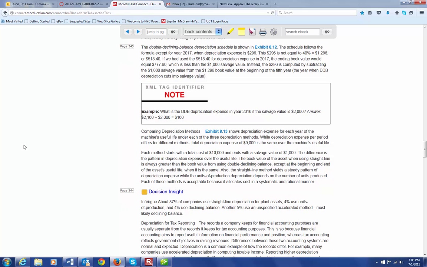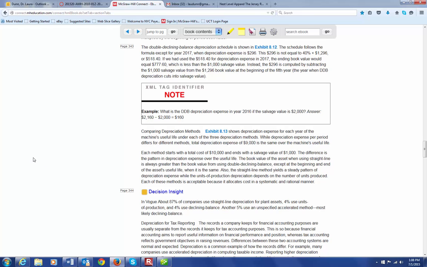Now, if you compare these different depreciation methods, you will see that they're different, but at the end of the useful life, you're going to end up with a salvage value of $1,000 for each one of them. So you're depreciating the same amount. You're depreciating $9,000, but in some of the cases, you depreciate more at the beginning. In other cases, your depreciation is more toward the end of the useful life.